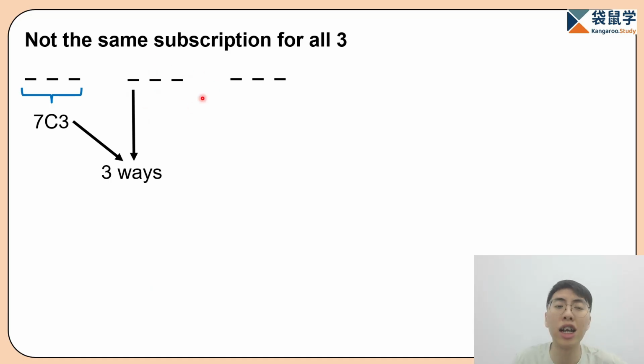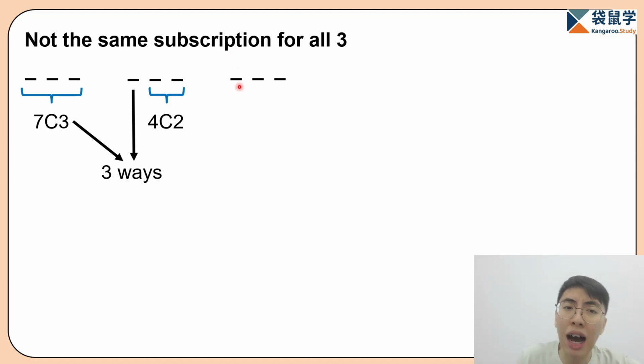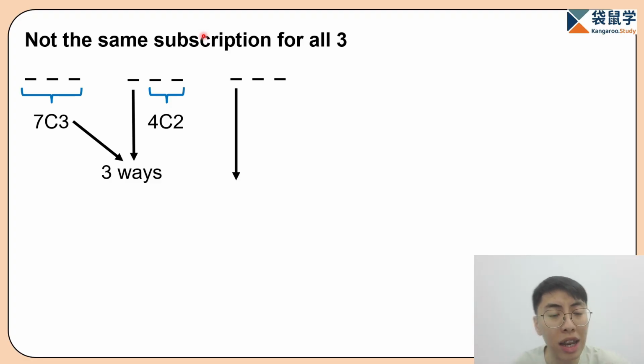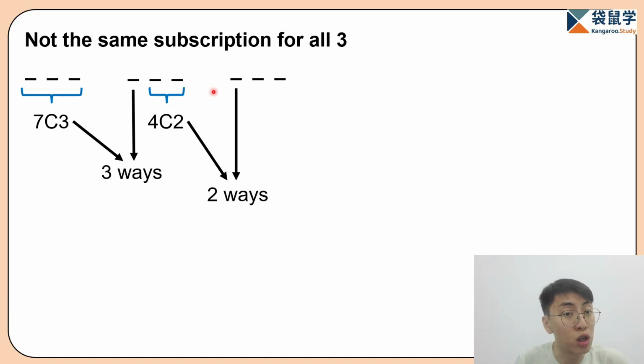What about the other 2 of it? Obviously, we are left with 4 newspapers to select from. From 4 we select 2, just 4 choose 2. Now on to the next part. Let's look at this one again. Since it must have one that is similar to the one before, how many ways are there? Again, we have to select from these 2 that are already there. And that means I have a total of 2 ways to choose from.